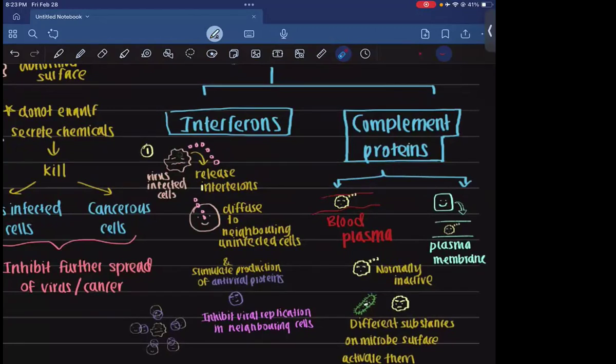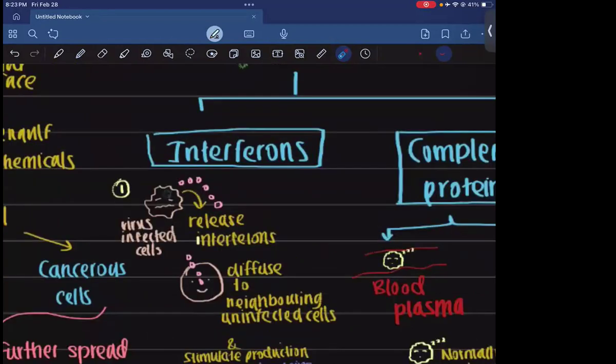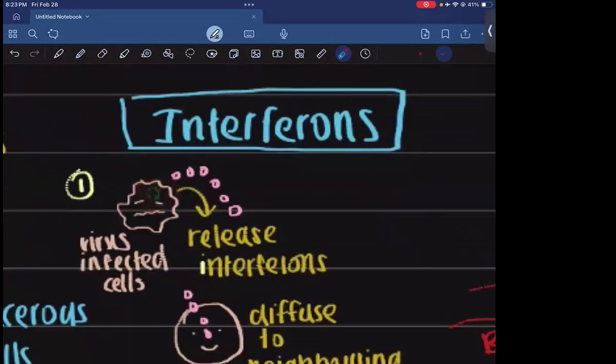That means a normal body cell has been infected by virus. The virus has crossed the external defense. It has entered your body and gone inside a normal body cell, which is known as a virus infected cell. You can see a virus present inside the cell, right? This is going to release interferons.